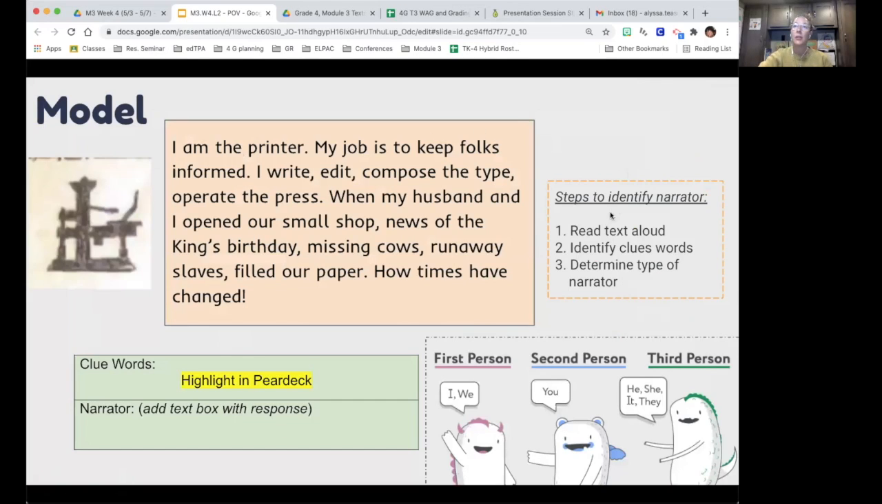First, we need to read the text out loud. So let's look at this portion of the text and try to figure out what type of narrator the poem has. "I am the printer. My job is to keep folks informed. I write, edit, compose the type, operate the press. When my husband and I opened our small shop, news of the king's birthday, missing cows, runaway slaves, filled the paper. How times have changed."